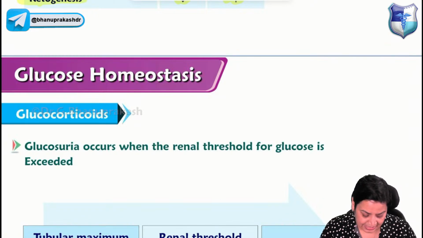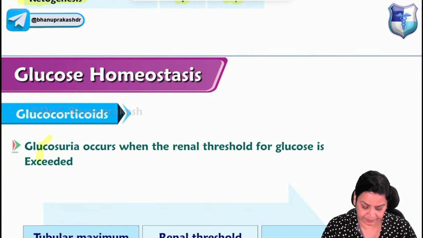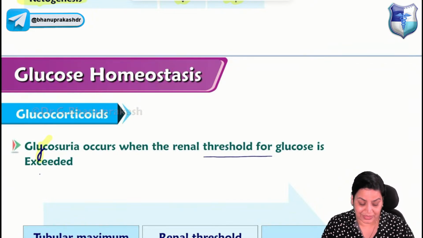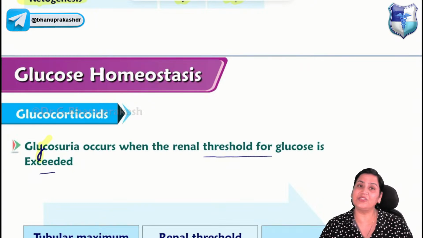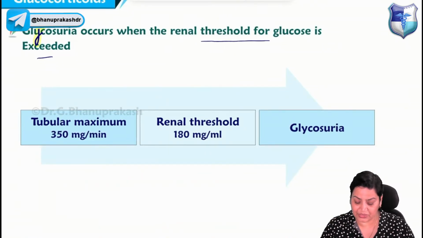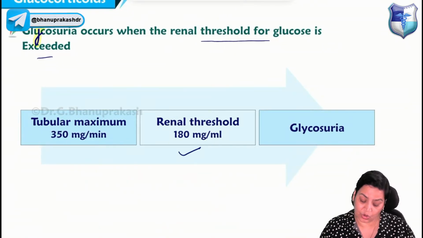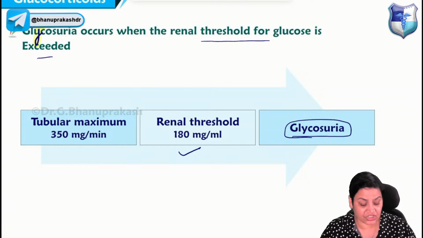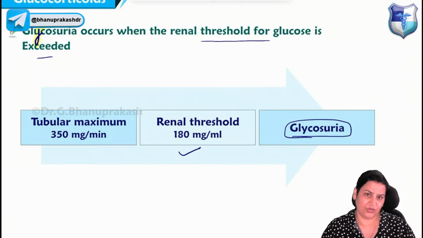So we call it glycosuria. That process is known as glycosuria. When the renal threshold for glucose is exceeded, meaning the kidney says no, the kidney just cannot reabsorb glucose because glucose has already exceeded in concentration. Okay? And the renal threshold is 180 milligram per dl. If it crosses it, it leads to glycosuria. Excretion of glucose, excretion of carbohydrate in urine.